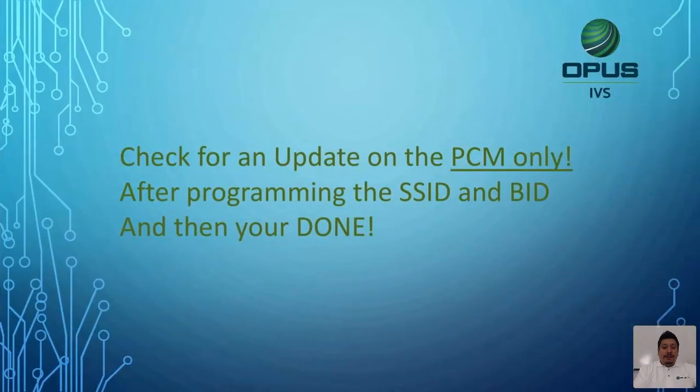Once you do that, check for an update on the PCM once it's done, after programming the SSID and the body ID, and you're all done with that. Very simple. So yeah, there you go. Solenoid ID, body ID, and then update the PCM. Make sure you update the PCM. It's required to update the PCM.